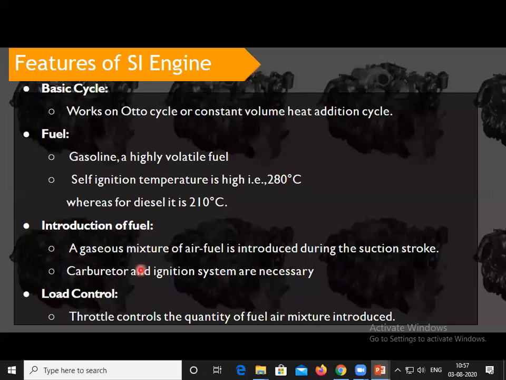And how do we introduce the fuel? A gaseous mixture of air and fuel is introduced during the suction stroke. Here we use a carburetor and an ignition system. The ignition system is nothing but the spark plug. And how do we control load? Through throttle control, which is the quantity of air-fuel mixture introduced. Depending upon the throttle valve, we control the load.